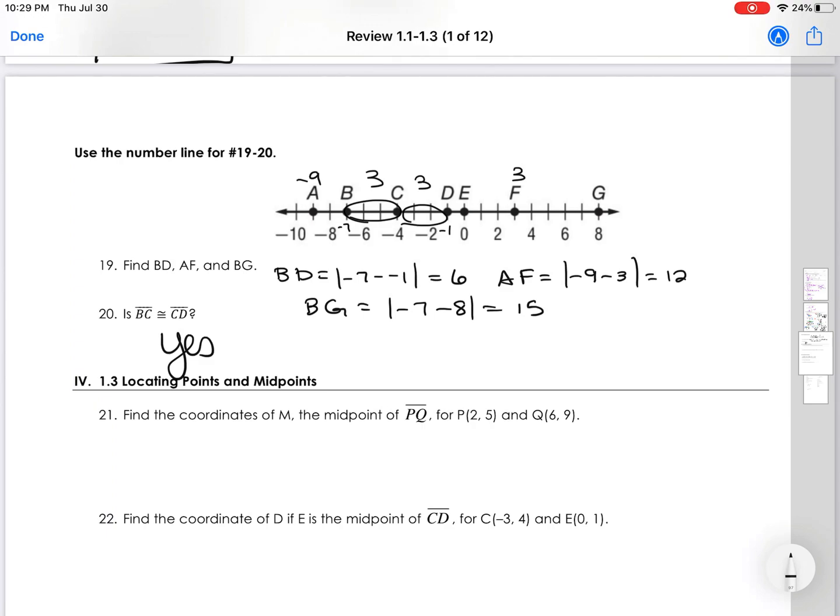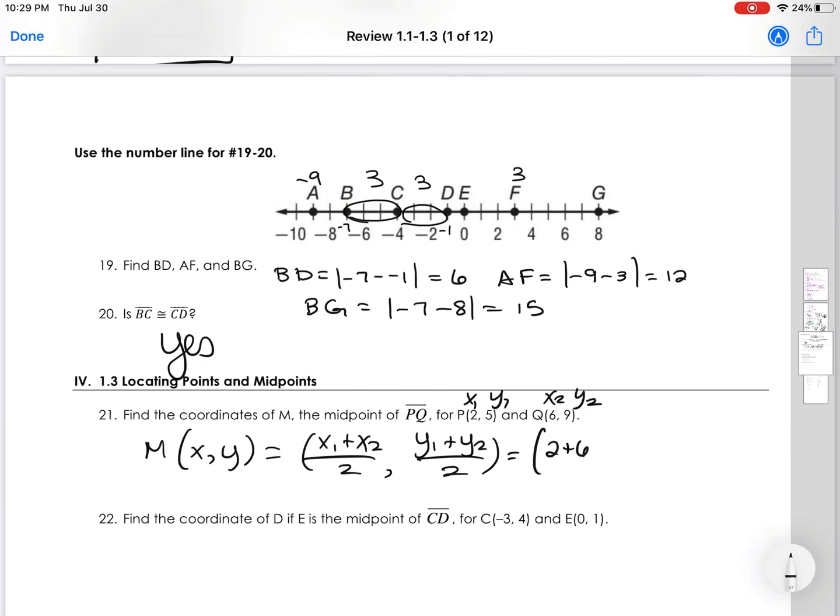In the next part, we want to find the coordinates of M, the midpoint of PQ for those points. So the midpoint formula, we just average the x's and average the y's. So again, remember the midpoint x, y is going to equal x1 plus x2 over 2, comma y1 plus y2 over 2. So this is my x1 and my y1, my x2 and my y2. Okay, so that's going to give us 2 plus 6 over 2 and 5 plus 9 over 2, which means that is 8 over 2, which is 4, and 14 over 2, which is 7. So 4, 7 is the midpoint.